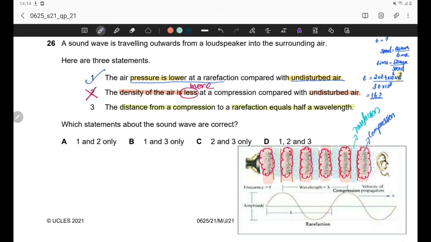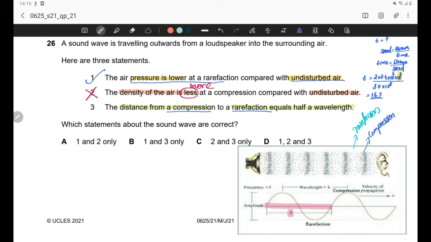Now statement 3 states that the distance from a compression to a rarefaction equals half the wavelength. You can see the compressions and rarefactions expressed as a wave in this way. Here a wavelength is the distance of one complete wave, that is lambda. Now, as mentioned in the third statement, the distance between the compression, this first compression, and a rarefaction equals half a wavelength.